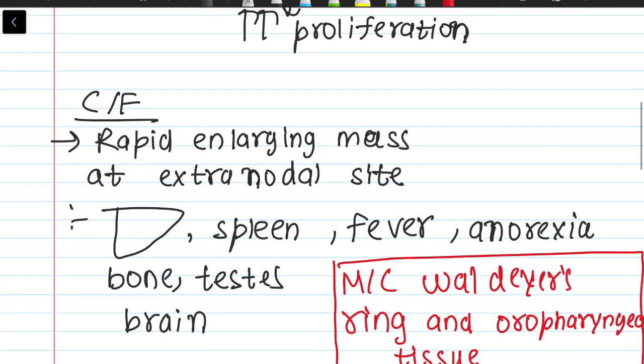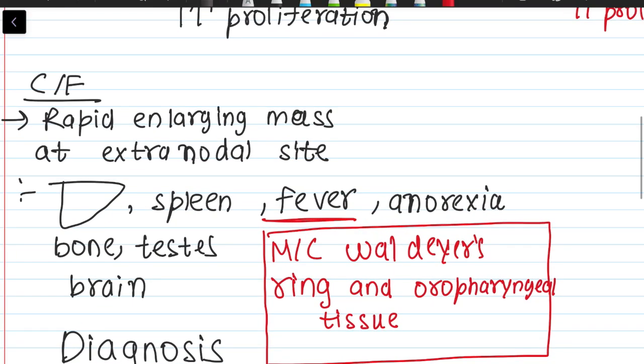Now if I talk about the clinical features, generally the patient will present with fever and anorexia, and obviously these two things are common. But there is a rapidly enlarging mass at any extranodal site. Normally, the patient presents with enlargement of Waldeyer's ring, which is the lymphoid tissue of the oropharynx and includes the tonsils. The tonsils are very much enlarged, and that is what the patient presents with in the OPD. There is also an enlarging mass, not only at the lymph nodes but also at extranodal sites.